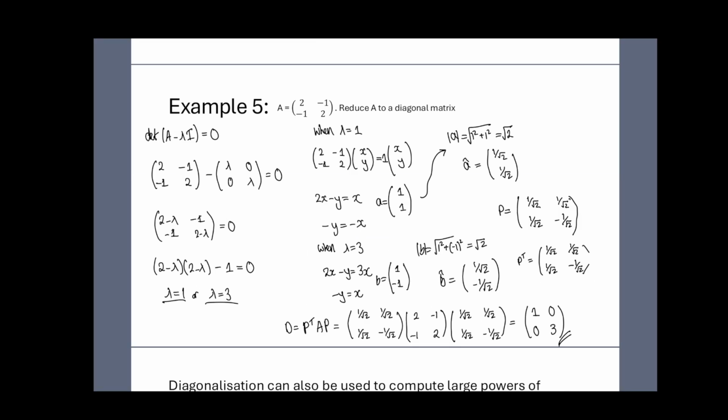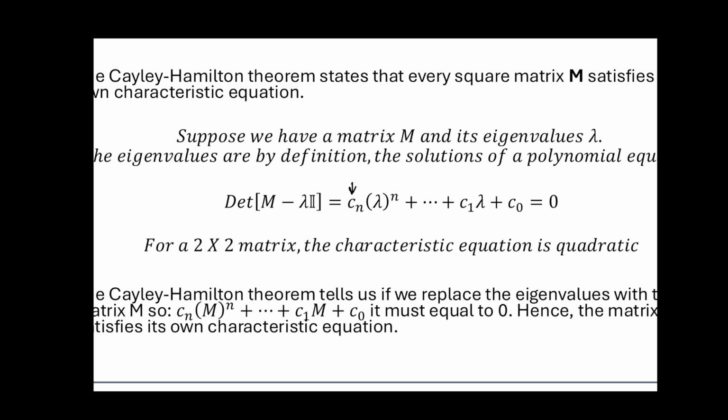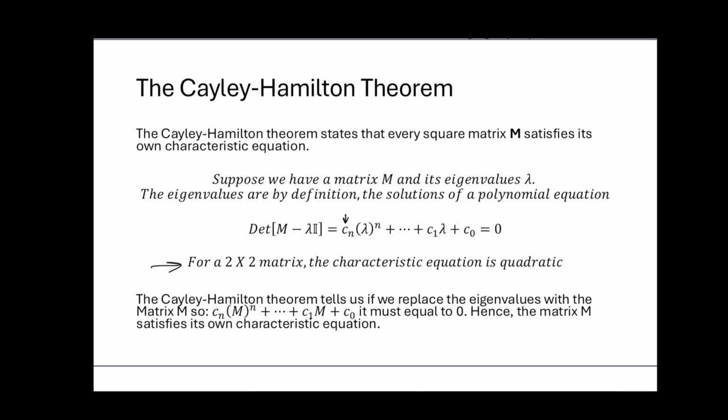That's what we saw when we had lambda squared minus 7 lambda plus 10. So this is just saying for an n by n matrix, this would be its characteristic equation. And like I said before, for a 2 by 2 matrix, the characteristic equation is a quadratic. The Cayley-Hamilton theorem tells us that if we replace the eigenvalues with the matrix M, so taking away these eigenvalues and instead replacing them with our matrix, so that we now have this new equation, it must be equal to 0. Hence, the matrix M satisfies its own characteristic equation, and that is always the case.